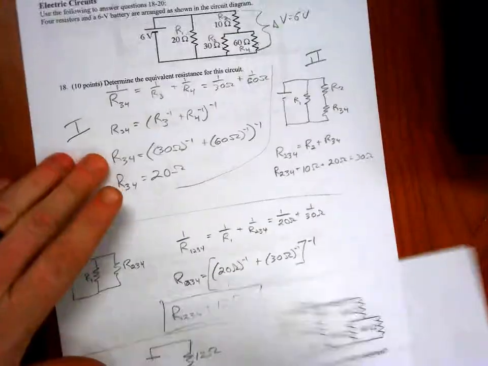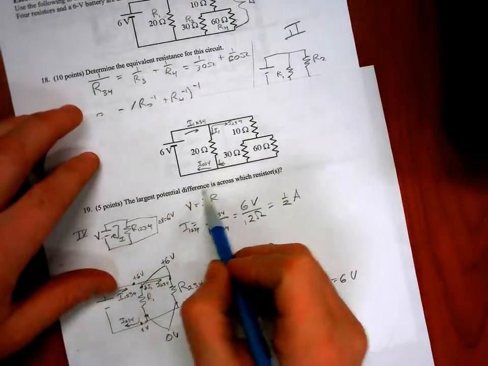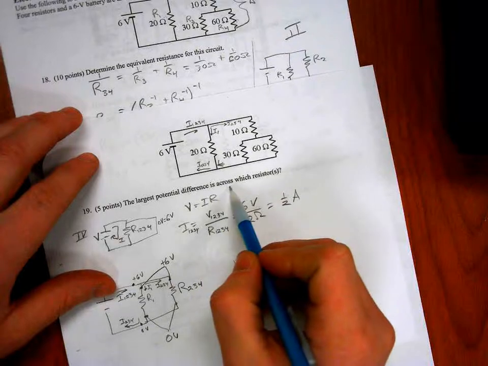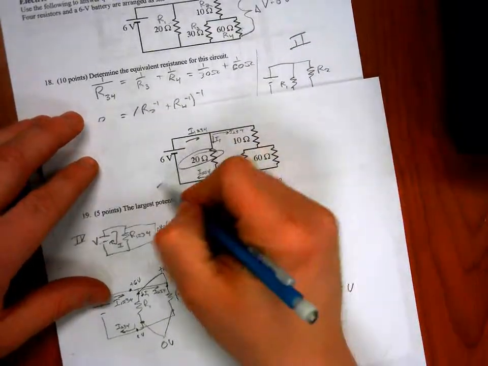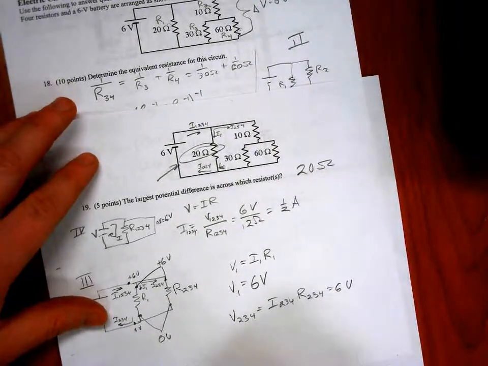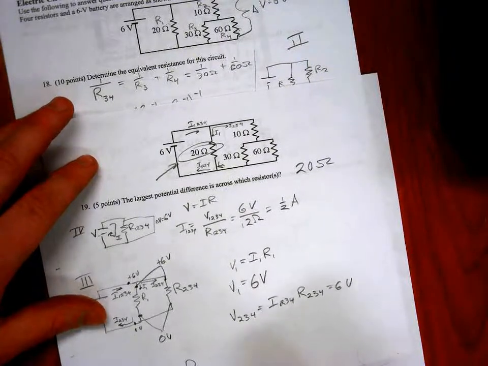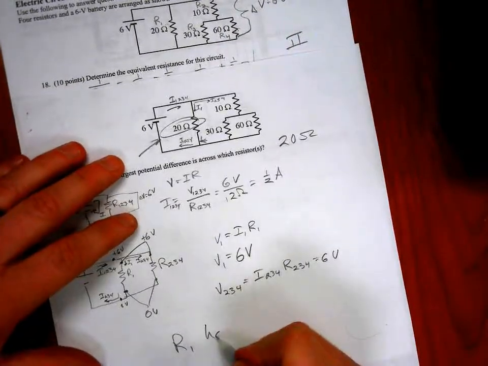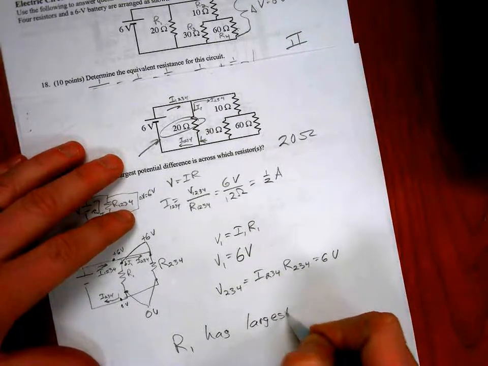So in that case, the question asks, what is the largest potential difference across which resistor? Well, it's got to be that 20 ohm resistor. That one right there, the 20 ohm resistor, R1, it has the largest delta V.